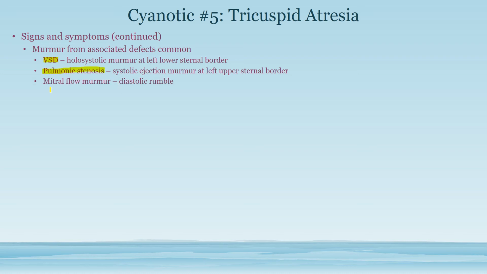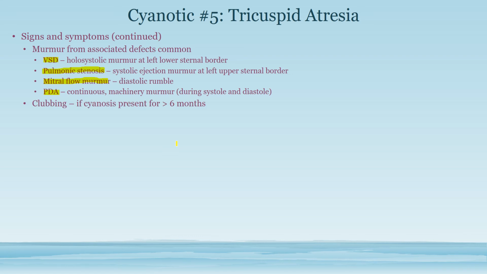We can have a mitral flow murmur because of excessive blood on the left side of the heart going through the mitral valve. And a PDA to mix the left and right circulations distal to the pulmonic stenosis if there is one. And this will cause a continuous machinery murmur during systole and diastole. A PDA is the only murmur that occurs during systole and diastole. So if you see this kind of murmur, it's probably a PDA.